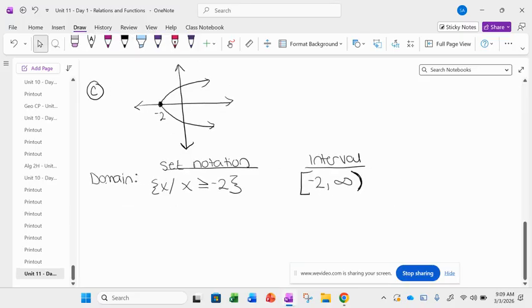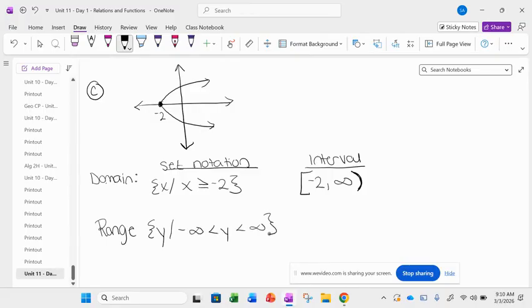Okay, now the range. Leo M, can you tell me what's the range in set notation? But does it matter? Oh yeah, y such that negative infinity is less than y. Perfect. Janky, could you tell me the interval notation for this? Perfect.